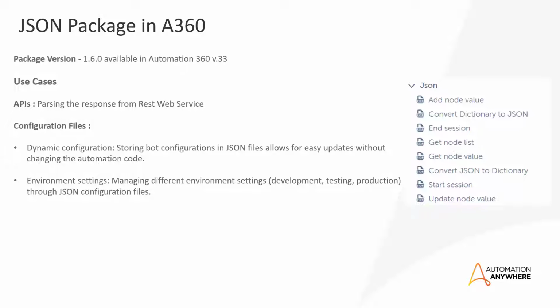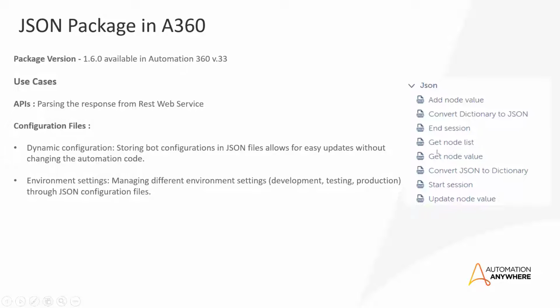or if you are having any dynamic configurations of a bot through a file, you can use the start session in the JSON package. Now the start session has two options. Either you can pass a JSON file or you can pass the JSON response in a variable. Now that you have established the session using the start session command, you can go for extracting the required details.